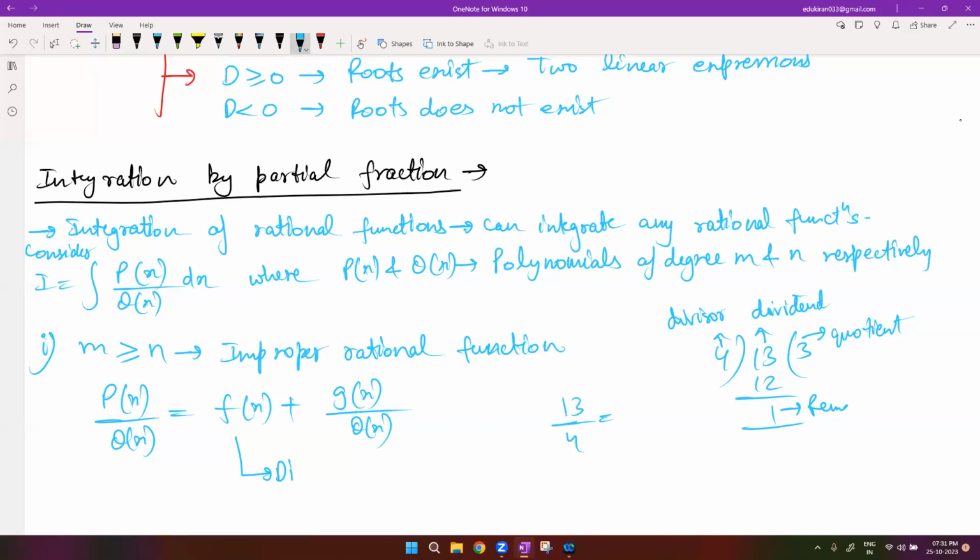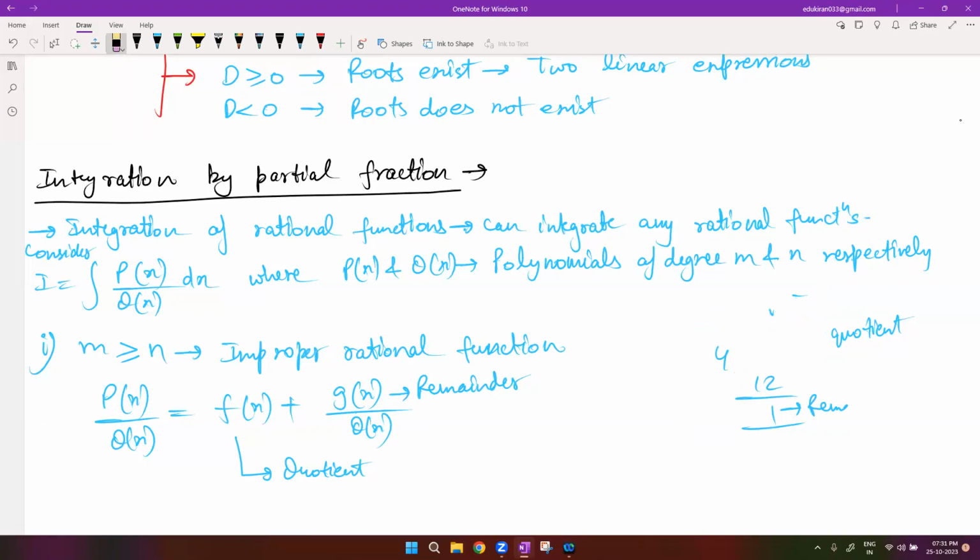If it's written as 13/4, which means that if the degree of the numerator is larger than the degree of the denominator, then please first go through long division. By long division, convert it like this: 3 quotient plus remainder by divisor. Right? And then proceed with the question.